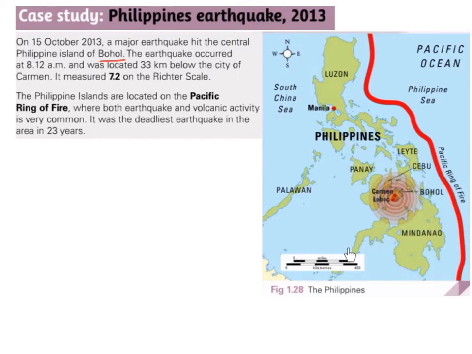So if we have a look at our map of the Philippines, we can see that we have the Pacific Ring of Fire running alongside it. So this is the Pacific Ocean, and this is the plate boundary of the Pacific Ocean. And we can see the epicenter of our earthquake is located just below the city of Carmen, and that is on the island of Bohol. So that earthquake measured 7.2 on the Richter scale. The Philippine Islands are located on the Pacific Ring of Fire, where both earthquake and volcanic activity is very common. It was the deadliest earthquake in the area in 23 years.